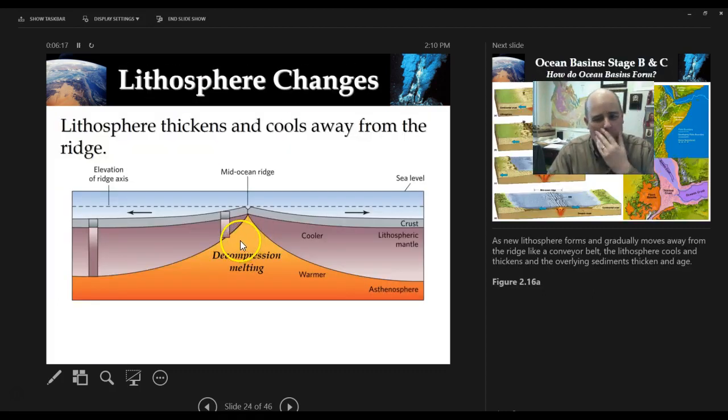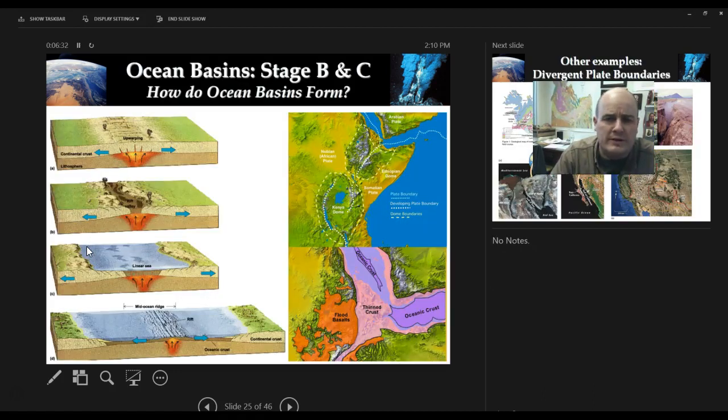Now, we'll keep that in mind because we're going to talk about this when we talk about convergent plate boundaries later. Okay, and this idea of how it becomes thicker as it goes away is important in understanding convergent boundaries a little later. Okay, let's keep going here for a second.